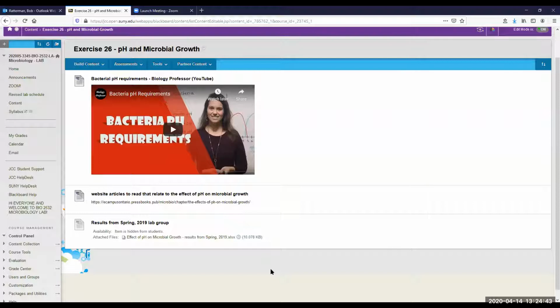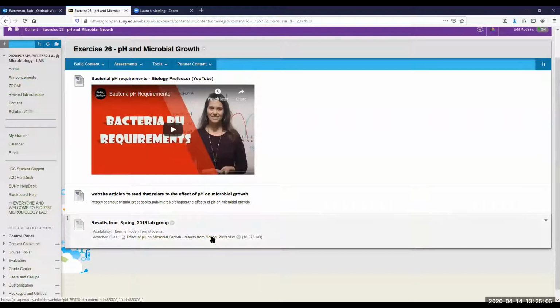Okay. And then we would pull them out and we would evaluate growth. What we would have looked for is turbidity to indicate the presence of bacteria in the broth. If it had been clear, that would indicate no growth, that the growth was inhibited by the pH solution.